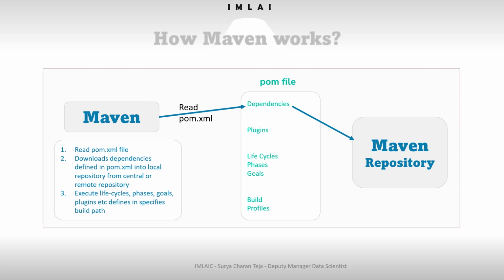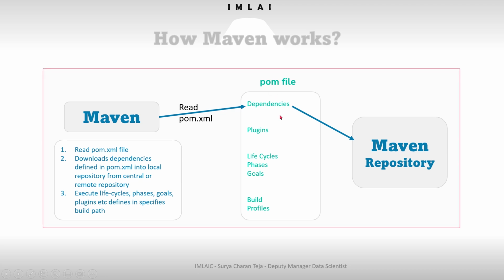So before we look into the flow of how Maven works, first let's understand the terminology that was built around Maven, the core concepts of Maven. The first important term that you should know is the POM file, the project object model file. This is how a POM file looks on the screen.